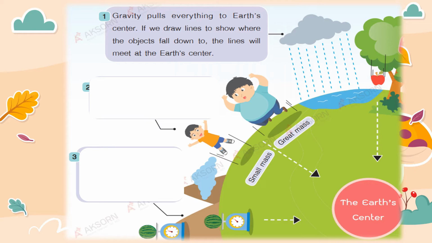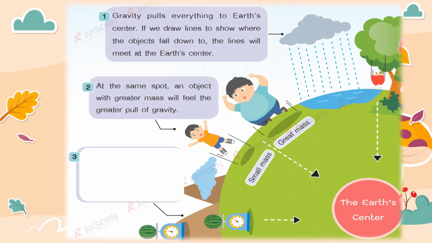As you can see, this is the Earth's center, the red color. We have small mass and great mass. Next, at the same spot, an object with greater mass will feel a greater pull of gravity. This is the small one, and this has the greater pull of gravity. Same here, the great mass has a greater pull of gravity.